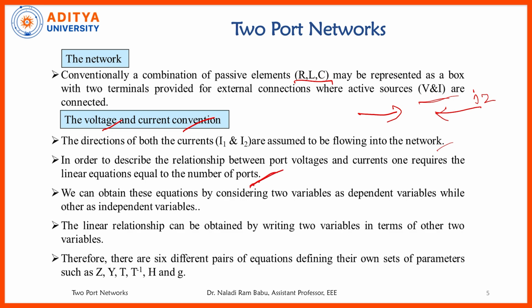In general there are 6 different sets of parameters for two-port networks: Z parameters, Y parameters, T parameters and T inverse, H and G. Now we will look into them one by one in detail.